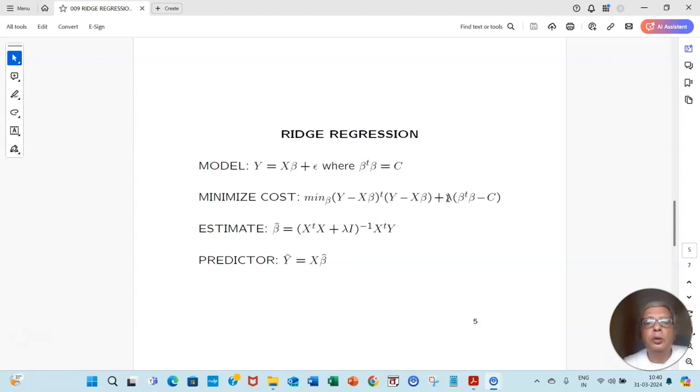When lambda is 0, the problem boils down to linear regression. And we get the estimate beta hat equal to (X transpose X plus lambda I) inverse X transpose y. And the predictor is y hat equal to X beta hat. So this is the modeling, analysis and structure of ridge regression. It helps us in improving the efficiency of regression, but it fails to be unbiased.